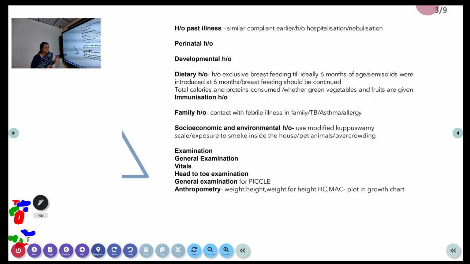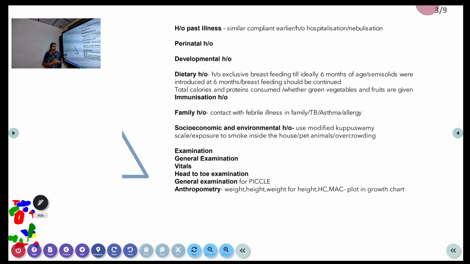Then coming to examination of the case, for any child, first you will have to give a general comment. So is this child looking sick? So it's a sick looking child, or is looking toxic. Toxic means febrile and toxic.